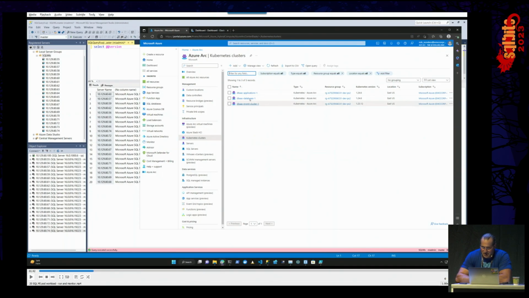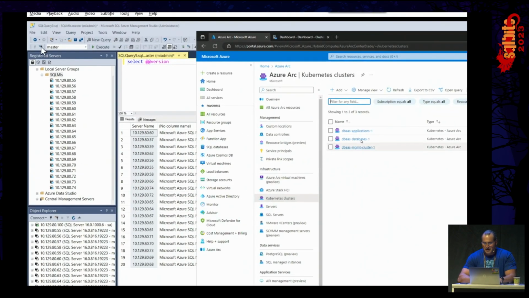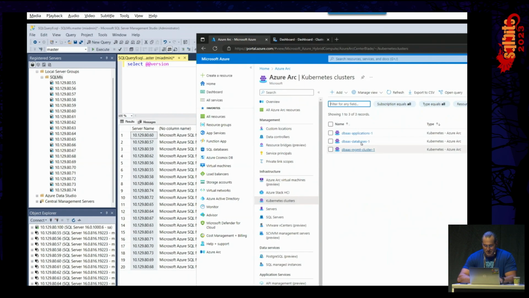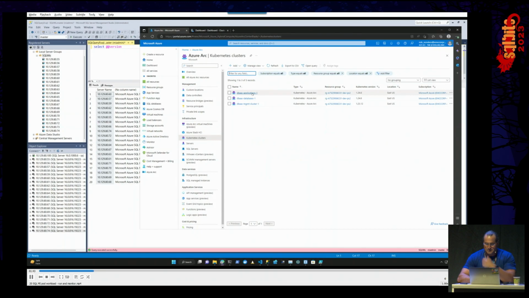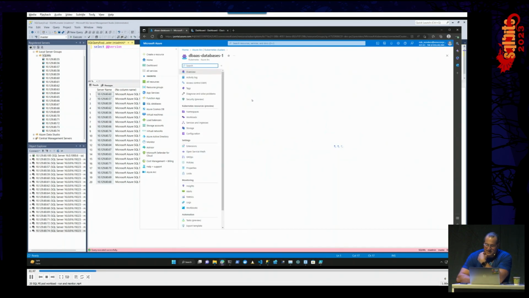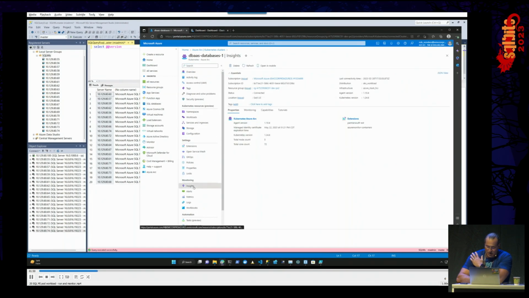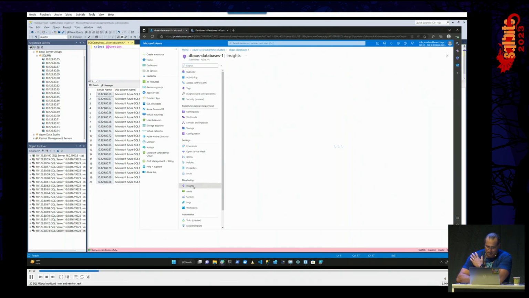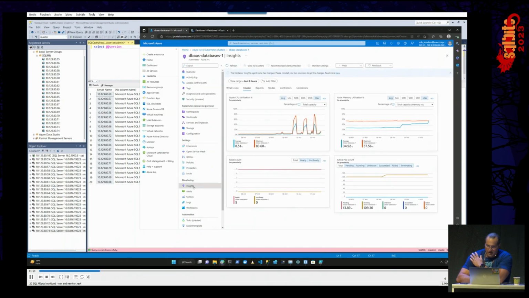Now I'm over to the portal. This is portal.azure.com. You can see my clusters. There's the application cluster up top. There's the database cluster, and then, of course, the management cluster. Inside that database cluster, I can go to Insights. Now this is way cool. So Insights here is really interesting, where I can see, hopefully you can see it a little bit here.